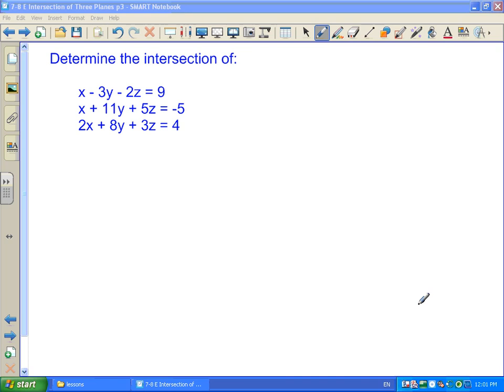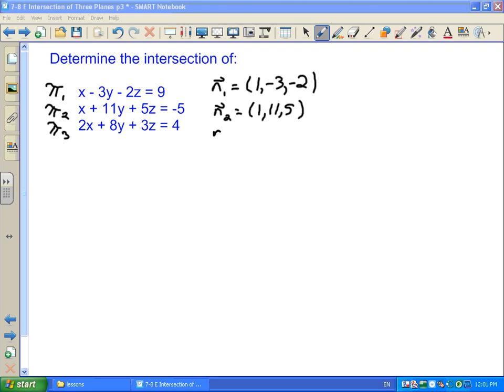Okay, here's our next example. We want to determine the intersection of these three planes. So we'll call them again plane 1, plane 2, plane 3. We want to start by checking out our normals here. So just say our normal to the first one is 1, -3, -2. Our second normal is going to be 1, 11, 5. Our third normal is 2, 8, 3.